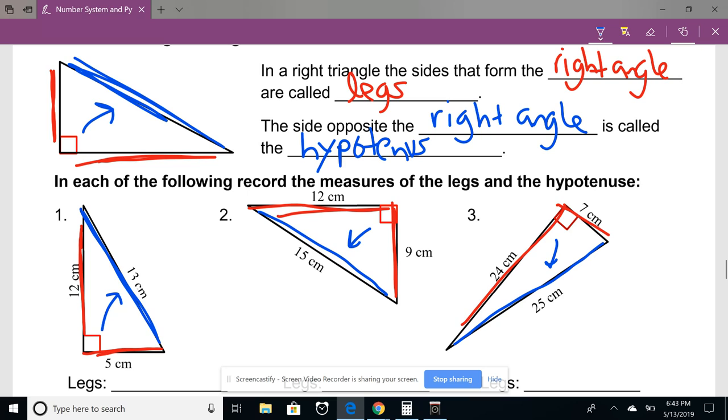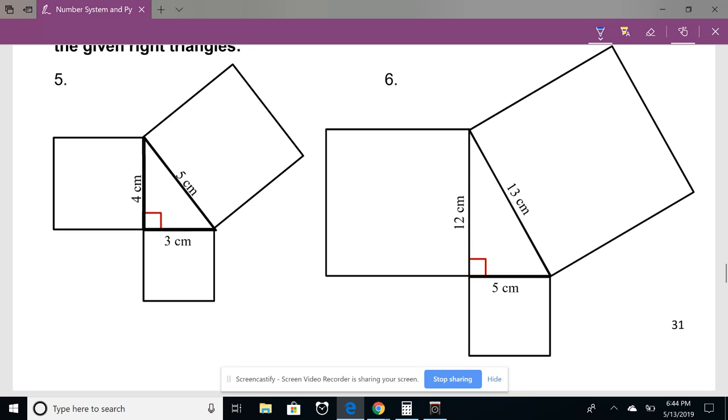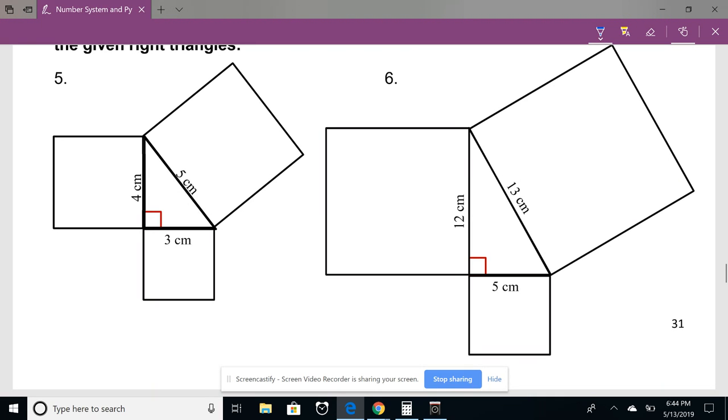Now, the legs and the hypotenuse have a unique relationship when it comes to every single right triangle. So let's take a look down here. We have two right triangles, and they form squares around them. What we're going to do is find the area of each square.